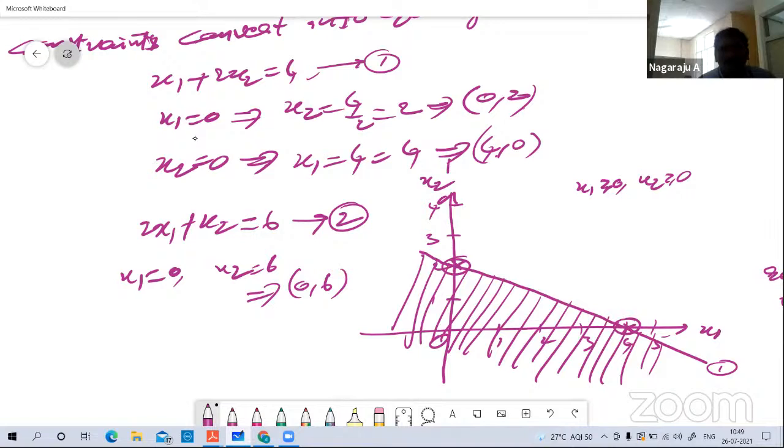Here 0 comma 6 means it is on the y-axis. The point will be extended up to this 5 and this 6. This point is called 0 comma 6.